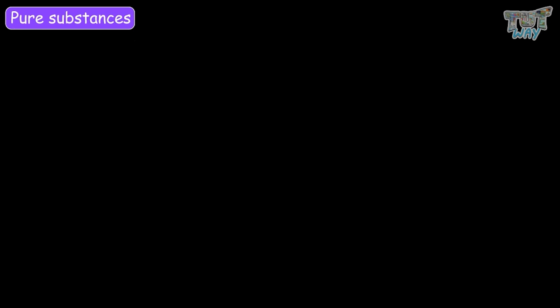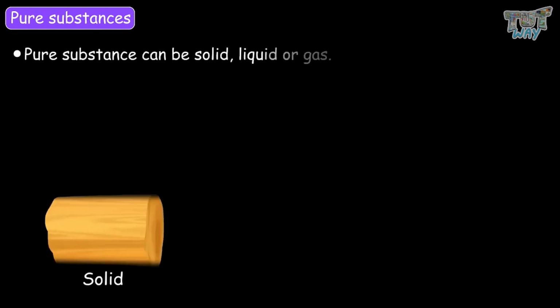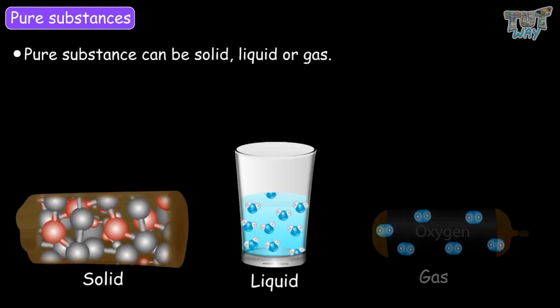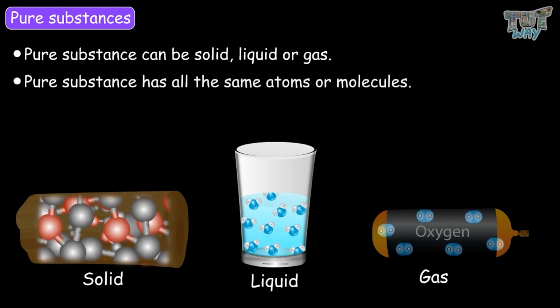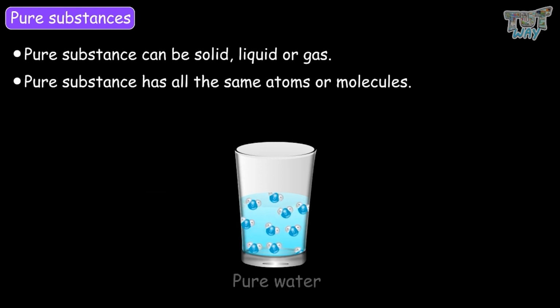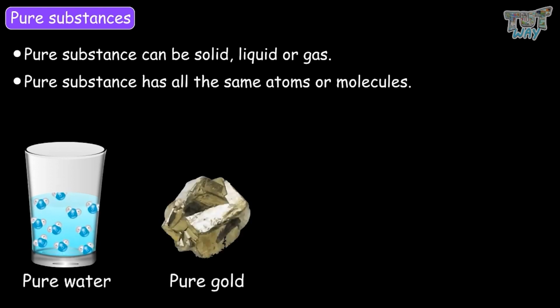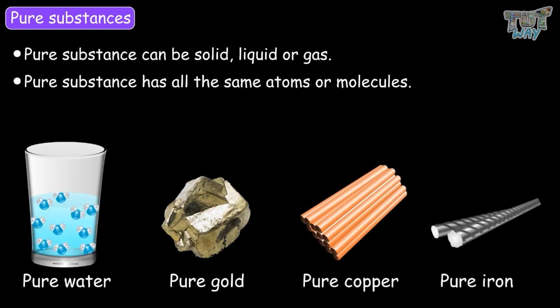So, pure substances can be solid, liquid, or gas. It's just that pure substances all have the same atoms or molecules. An example of pure substance is pure water, pure gold, pure copper, pure iron. So, now we know what are pure substances. Let's learn what mixtures are.